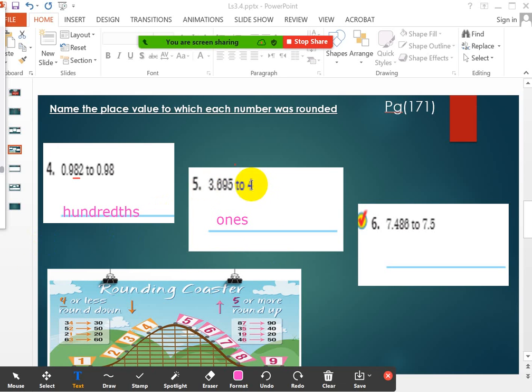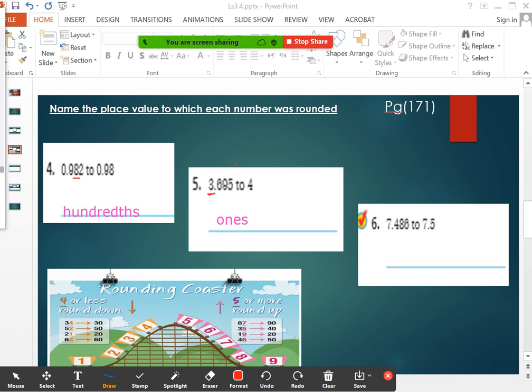Because look, the decimal number becomes a whole number. And if you round to the nearest ones, this is the ones digit. After the ones I have 6, and 6 is greater than 5. So I have to add 1 to the ones. So it will be 4 and the digits after it will be 0. So here I have to name the digit. You have to read the question before you answer to know what you have to do in this question.